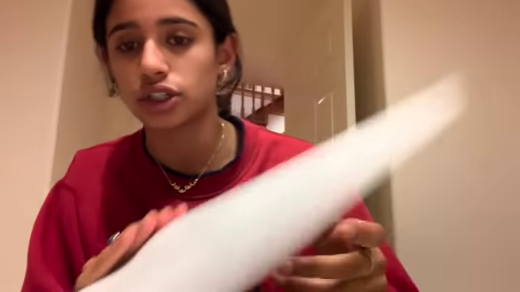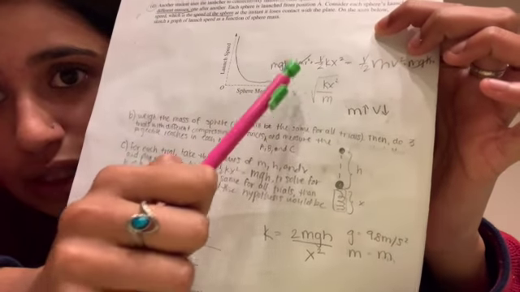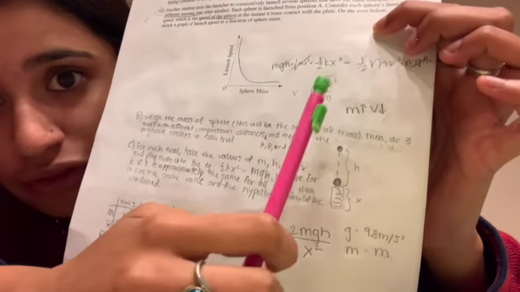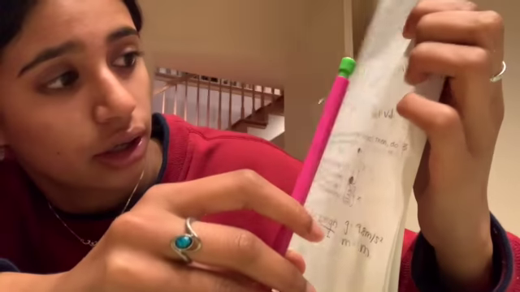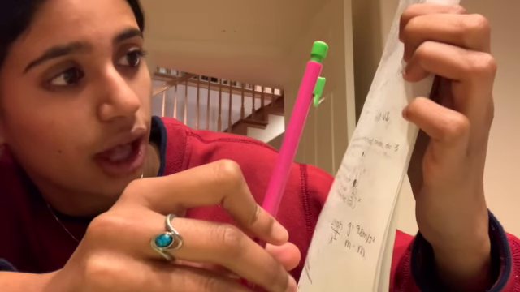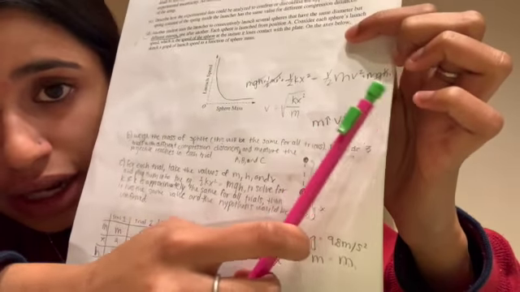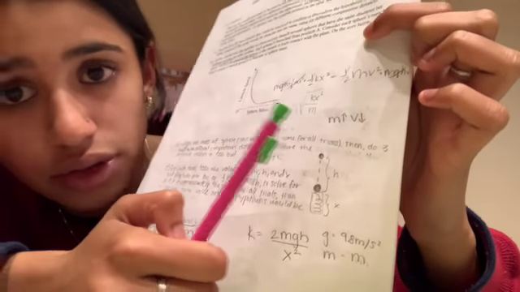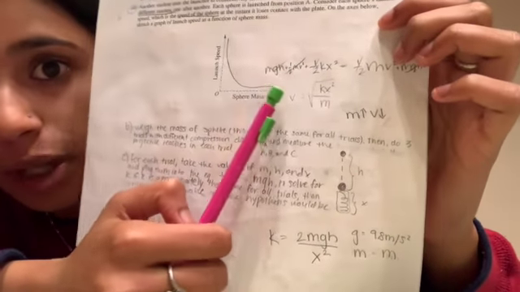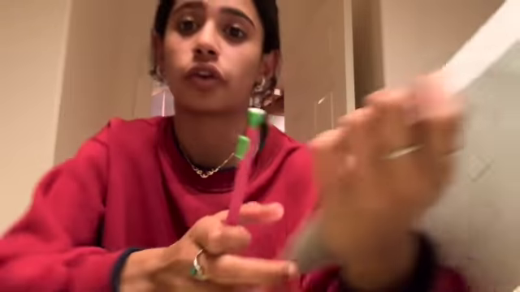So the first thing that I do is I multiply by 2 on both sides, which cancels this 1/2. And then I divide by m to get m on the other side, and then I square root it all. So that leaves me, it's just some algebra, that leaves me with v equals square root of kx squared over m.